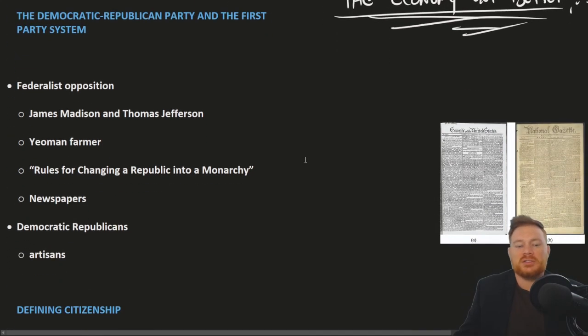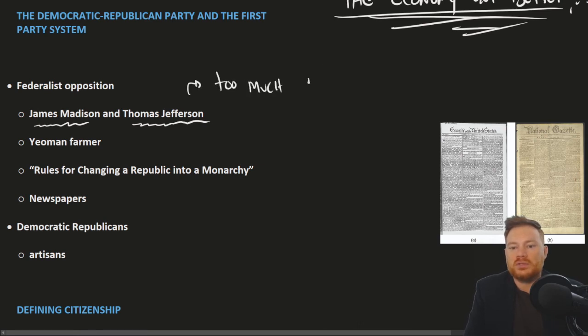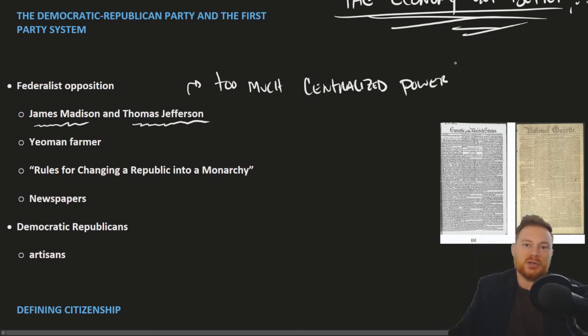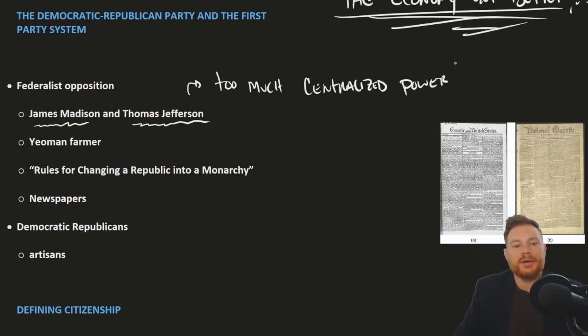However, there does come a lot of opposition, namely James Madison and Thomas Jefferson of Virginia. James Madison and Jefferson feel like much of Hamilton's economic plan is too much centralized power. They really believe that Hamilton is favoring the bankers and elite businessmen at the expense of the ordinary citizen. In Thomas Jefferson's eyes, Hamilton's trying to create a country that is really antithetical to a democratic republic.